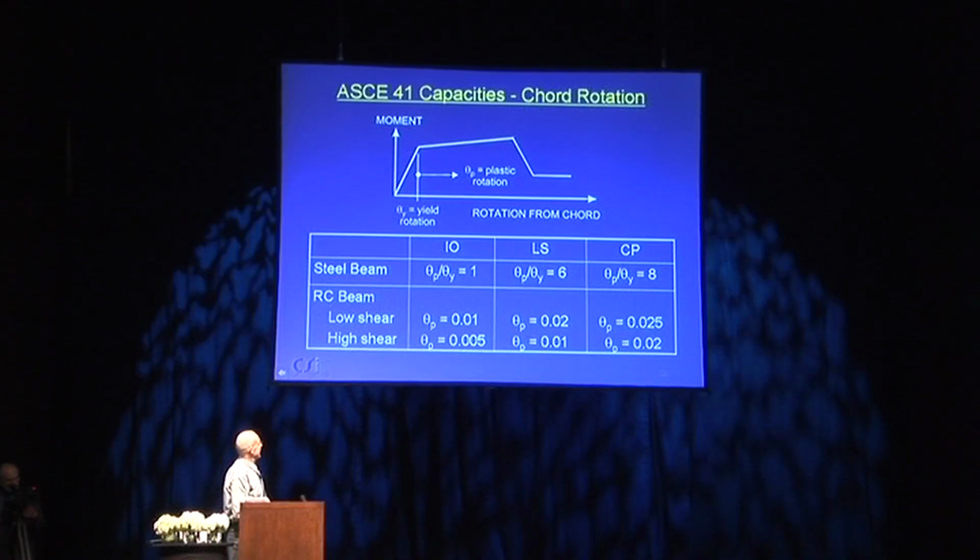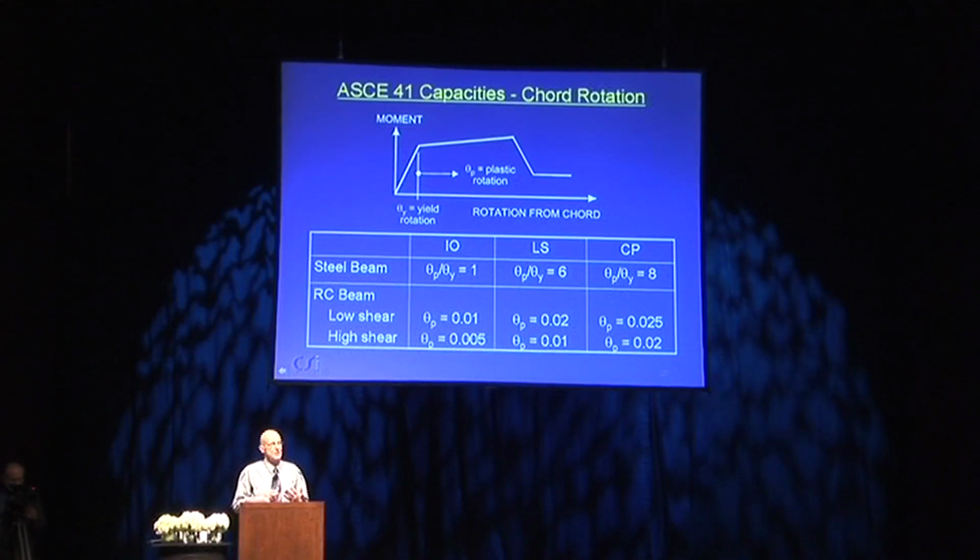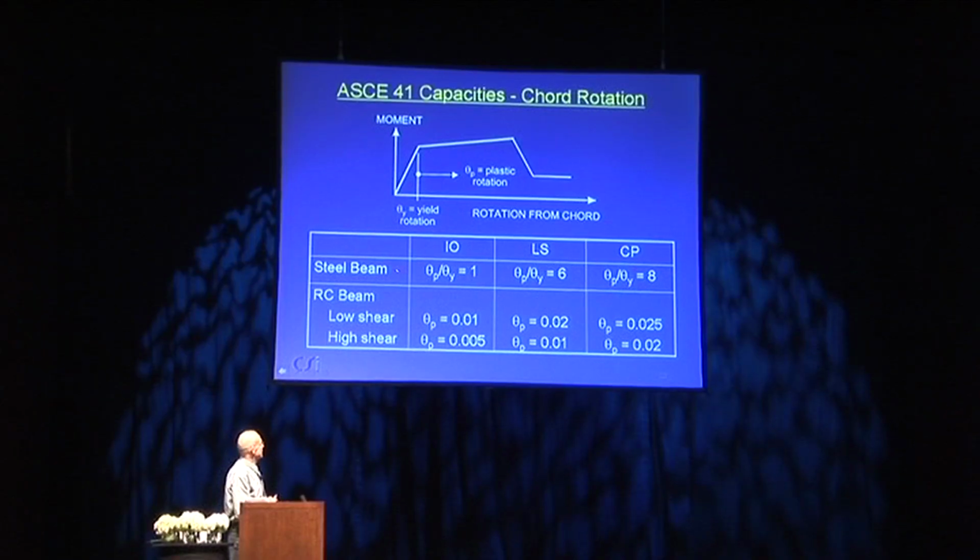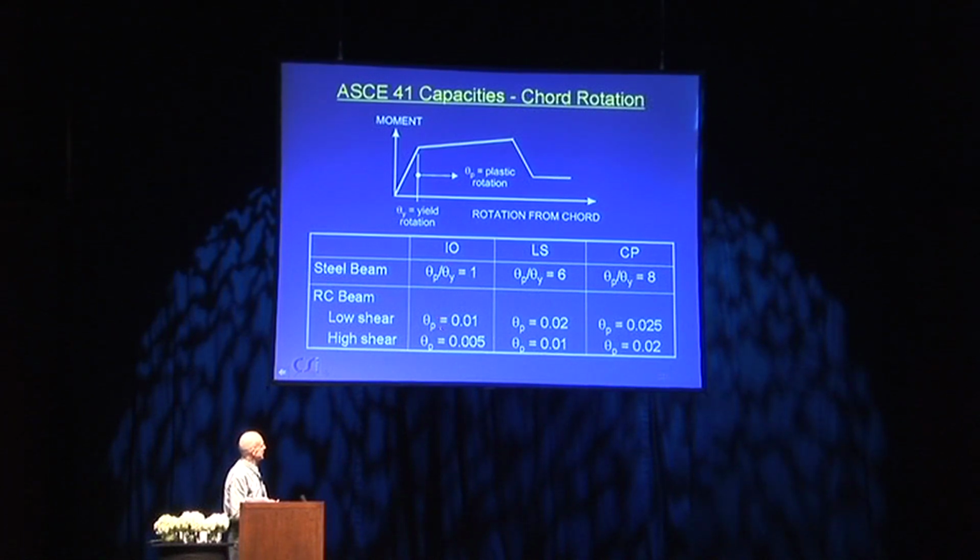Reinforced concrete beam is a little more complicated because it's a common sense thing, is if you have a high shear force at a plastic hinge, that hinge is going to be more brittle than a hinge which has got a low shear force. So it's going to have a smaller capacity. So if you have low shear, the ASCE 41 now gives you this as a total value in terms of rotation, not as a ratio. 1% for IO, 2% for LS, and 2.5% for CP if you have low shear, and rather smaller than that if you have high shear.